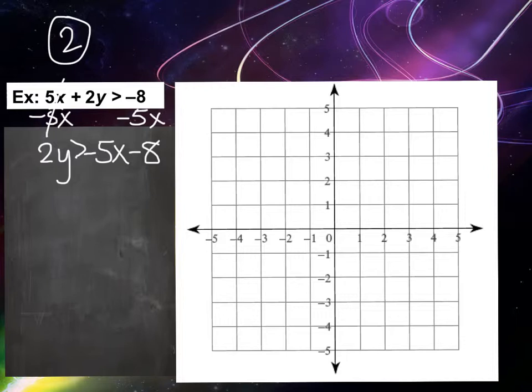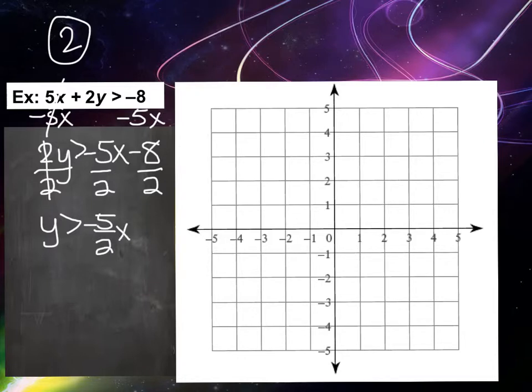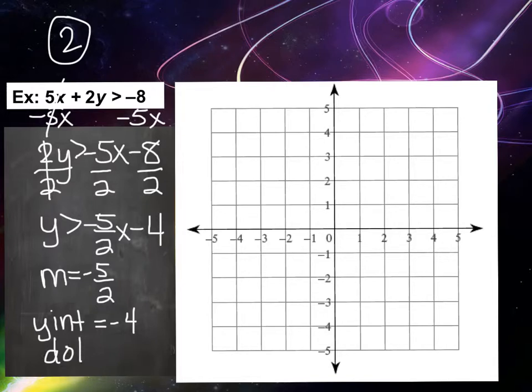And divide everything by 2. That cancels out the 2, and I get y greater than negative 5 over 2 x. Remember, I want that to be a fraction because it's my slope. Minus 8 divided by 2 is 4. Okay, now that it's in graphing formation, I can identify my slope. Slope is negative 5 over 2. My y-intercept, the first point that I plot, is negative 4. And because I have no bar underneath my inequality symbol, I'm going to use a dotted line to graph.